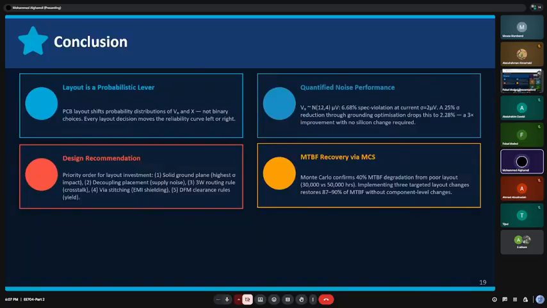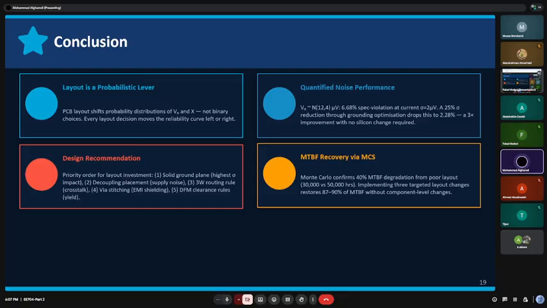As a conclusion, layout is a probabilistic lever. As we mentioned, PCB layout shifts the probability distribution for both the noise voltage and defects. It's not binary. We can quantify the noise performance; as we mentioned before, if sigma decreases, we can enhance the failure rate of the production line.